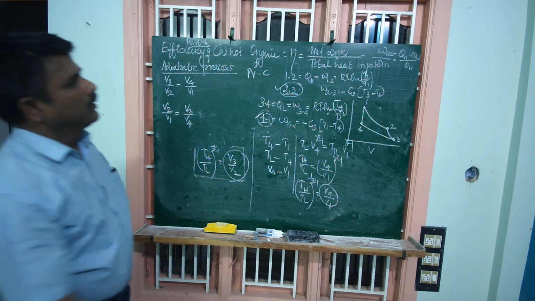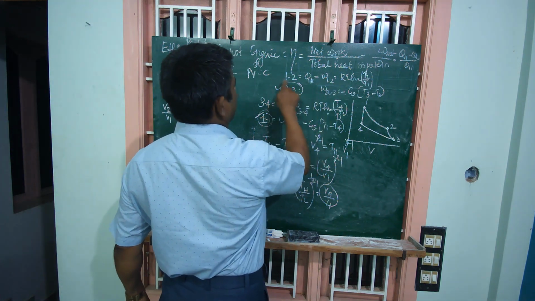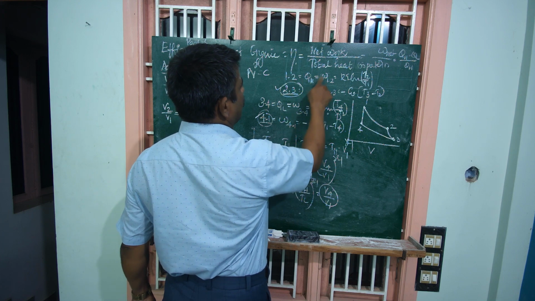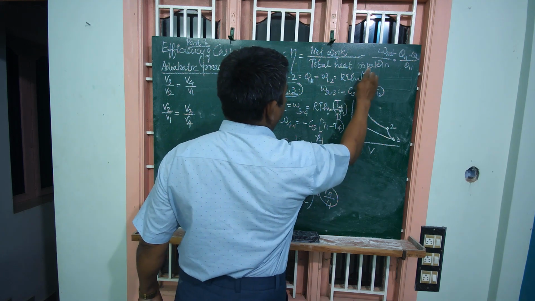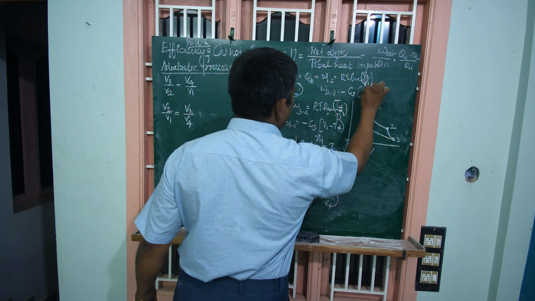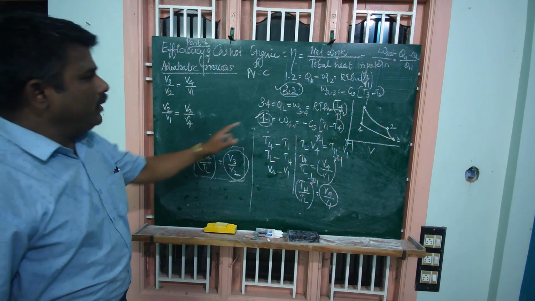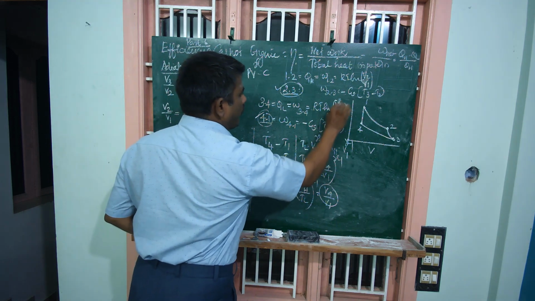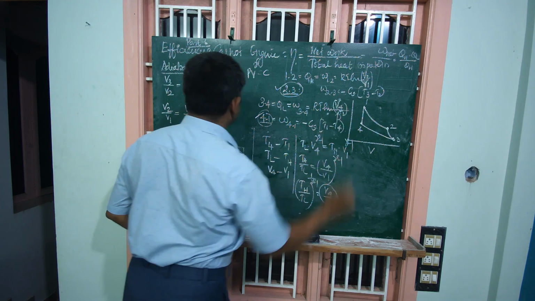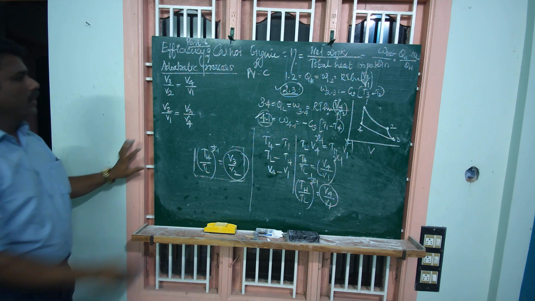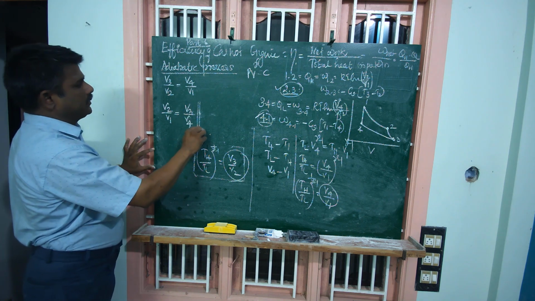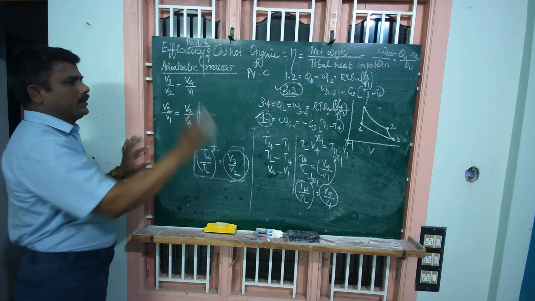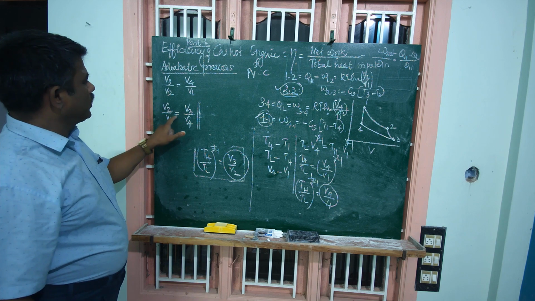Clear? Right. What is this? QH, process 1 to 2. QH is equal to W1 to 2, RT log V2 by V1. Similarly, in process 3 to 4, RT log V4 by V3. This can be written like this: V1 by V2. Okay. Now V2 by V1 is equal to V3 by V4.